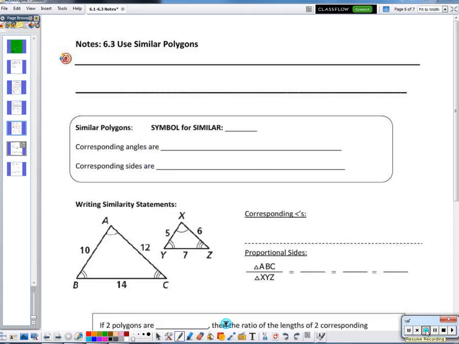So, now we're going to tie it all together. Last time we talked about proportions and ratios. Then we talked about how we could solve them in geometric problems using triangles and things like that. And now we're going to use proportions to identify similar polygons.